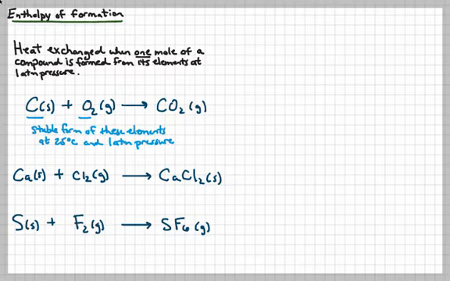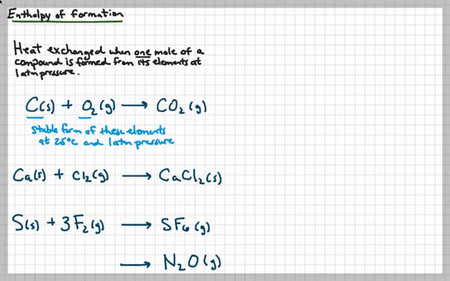Now we're not done with this particular one, because you'll notice that on the right hand side we have 6 fluorine atoms, and on the left hand side in the reactants we only have 2 fluorine atoms, so we're going to have to balance this by putting a 3 in front of the fluorine. And so now we've written out the formation of sulfur hexafluoride from its elements at 25 degrees and 1 atmosphere pressure. Let's do one more.